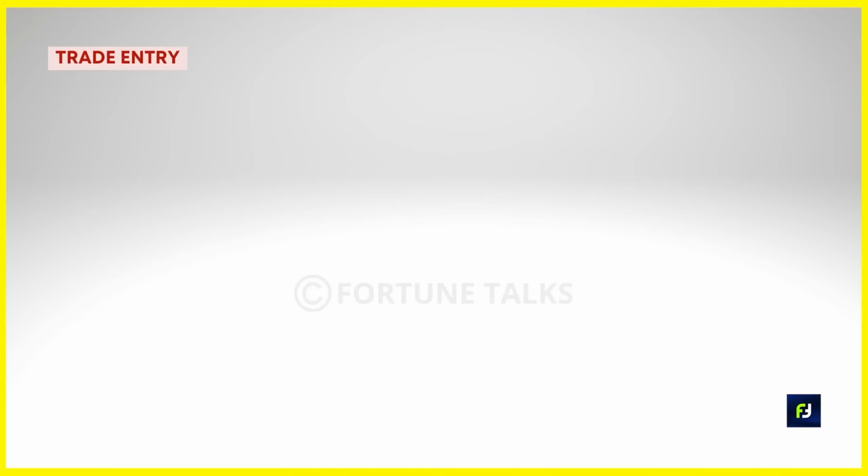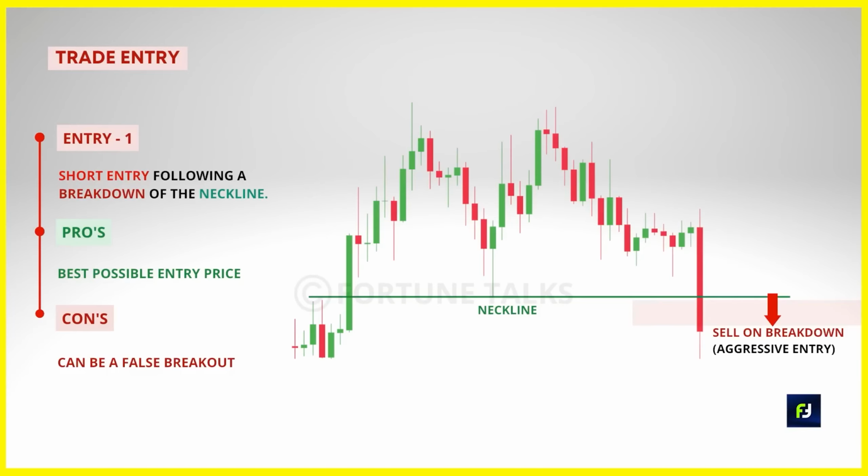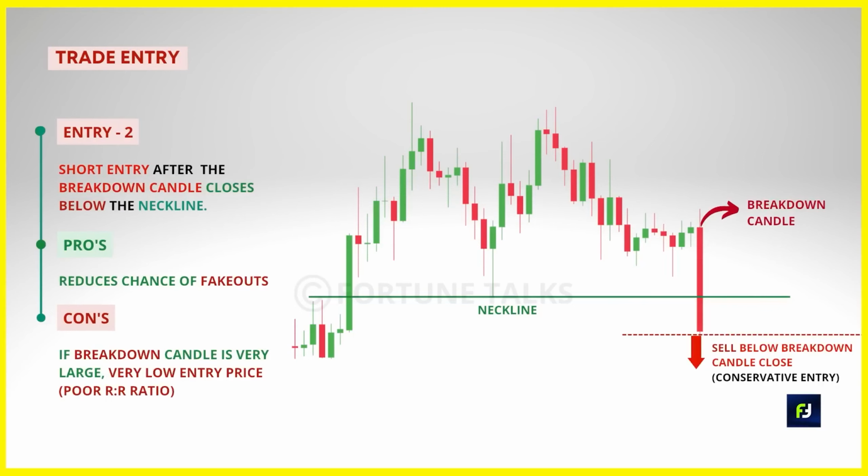Let's start by discussing the trade entry criteria first. Now, the most aggressive entry is when the price breaks below the neckline or the support level. The idea is to wait for a breakout candle to close below the neckline and then take a short entry below the close or the low price of the breakout candle. Waiting for the candle to close will ensure that the candle closes below the neckline and suggests that it is not a false breakout. The other advantage of this technique is that you will be able to enter into a trade at a very early stage, but the drawback is that the size of the breakout candle can be too large sometimes, which can badly reduce your reward to risk ratio.